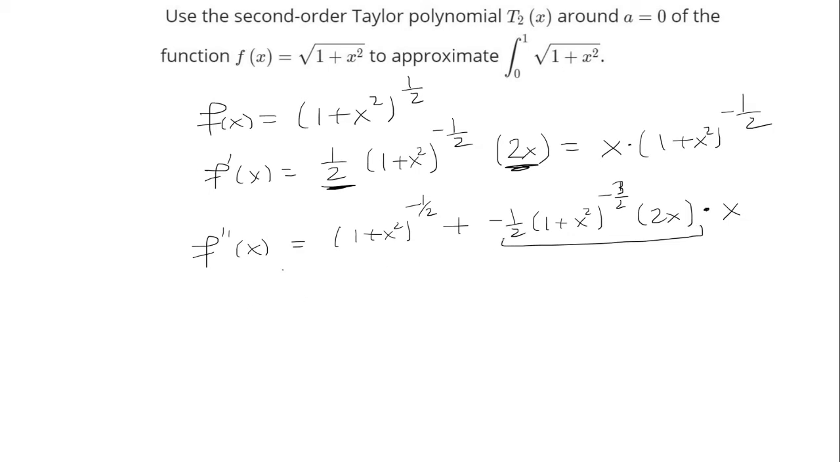And I'm not going to bother simplifying this because what I want from this is to get f of 0, f prime of 0, and the second derivative at x equals 0.